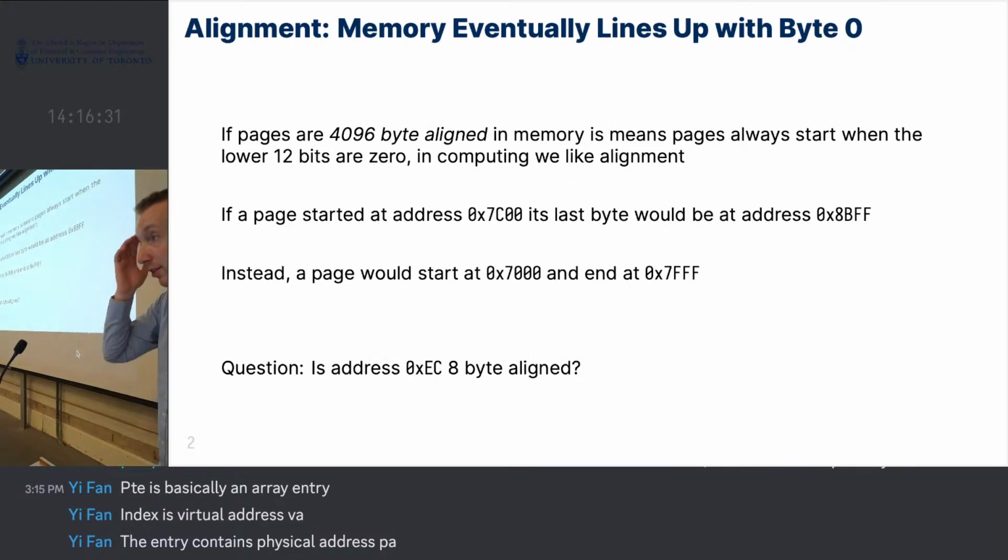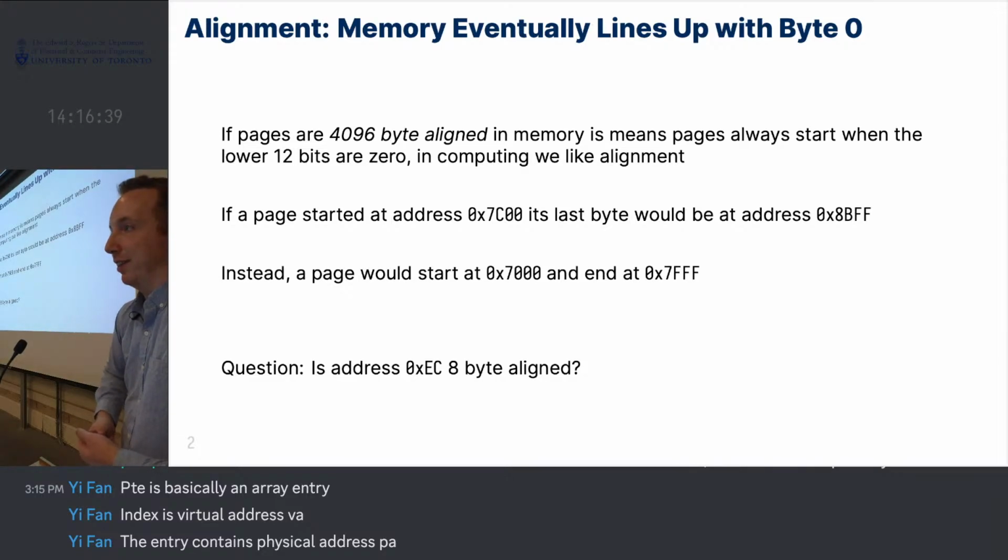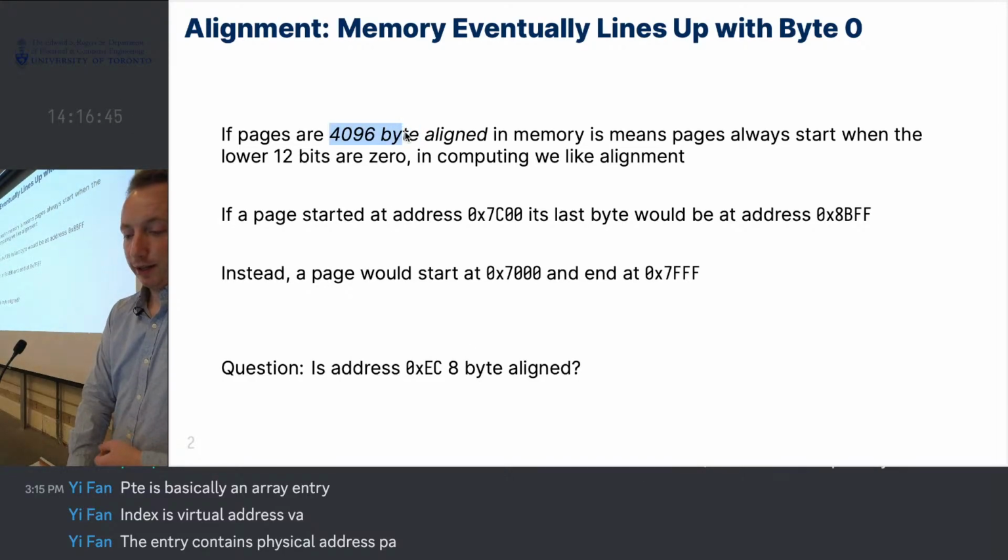Okay, so yeah, keyword about alignment, why this all works too. If you haven't heard the word alignment, it basically just means everything is nicely divisible. Computers like when things are divisible. So if pages are 4096 byte aligned, that means they always start when the offset 0 is the same thing as when all of the lower 12 bits are all 0. And in computing, we like alignment because it makes our lives a lot easier.